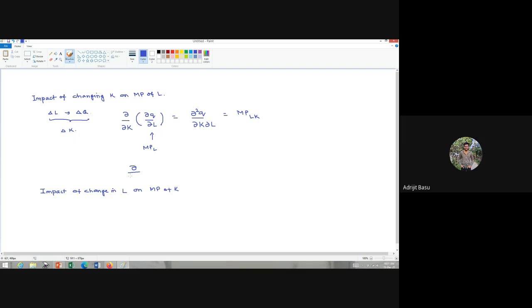So how do we write this? First take del L of del Q by del K. So this is del square Q by del K del L, del L of del Q by del K, MPK. So we write this as MPKL.